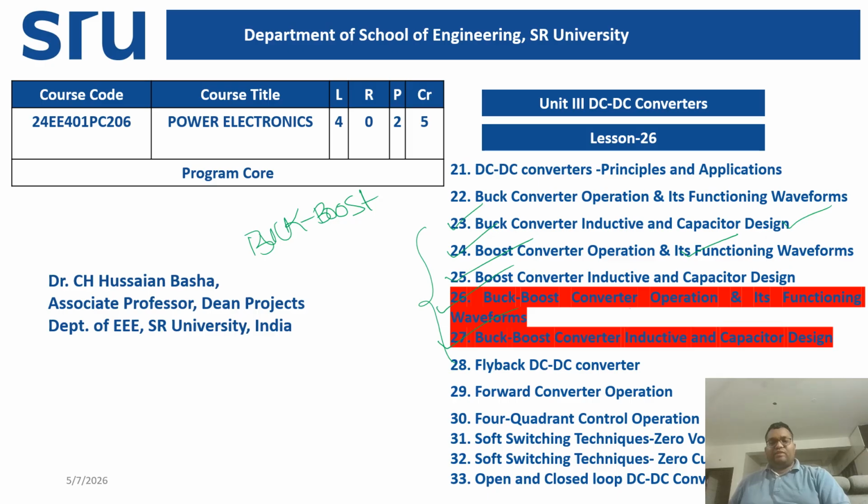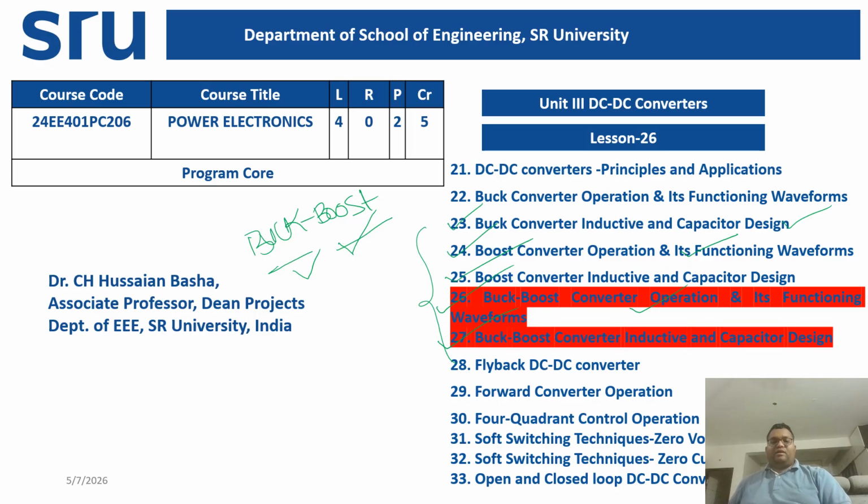Now in this buck boost converter, what is going to happen? Step down as well as step up will happen based on the requirement. It may do buck converter operation as well as boost converter operation. The buck boost converter will operate in both directions based on the duty cycle of the circuit. So now we will see how the buck boost circuit will be designed, what the structure is, and what the waveforms are.